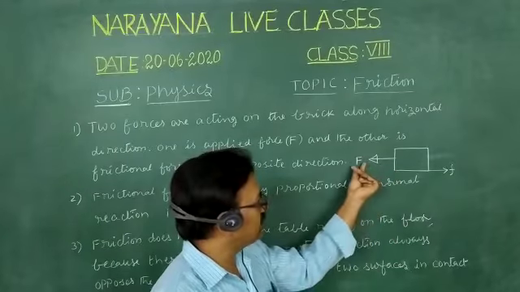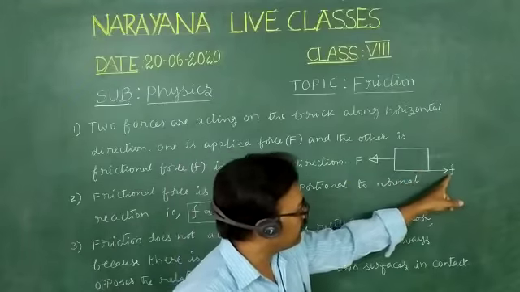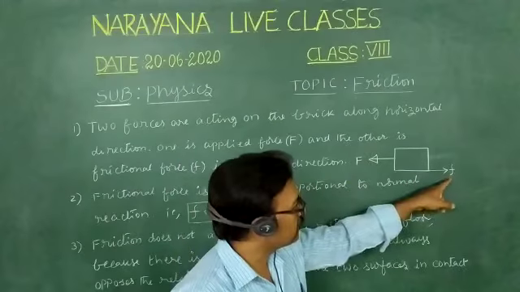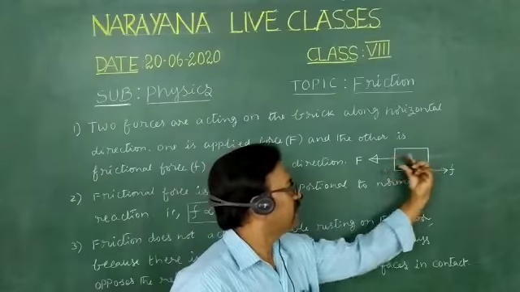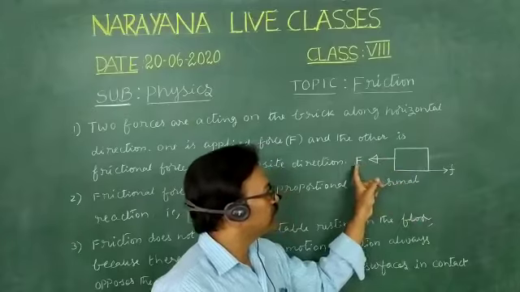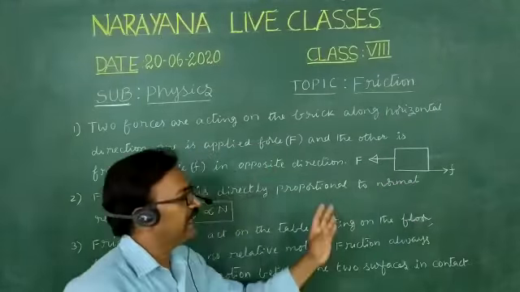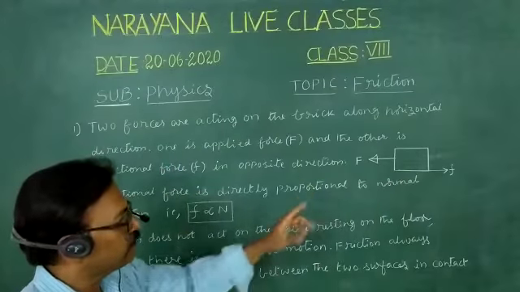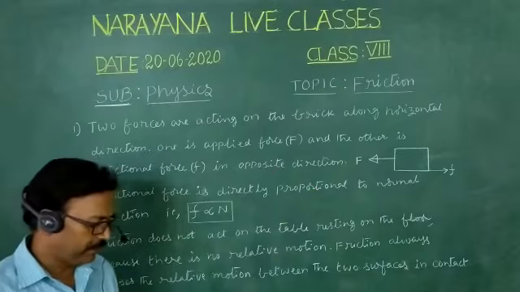See here, one force is the applied force, this is capital F, and there is another force, that is the frictional force, which opposes the motion of this body. So this body is moving in this direction because of this applied force. So this frictional force opposes that motion, so it acts in the opposite direction. These are the two forces which are acting in the horizontal direction on the body.